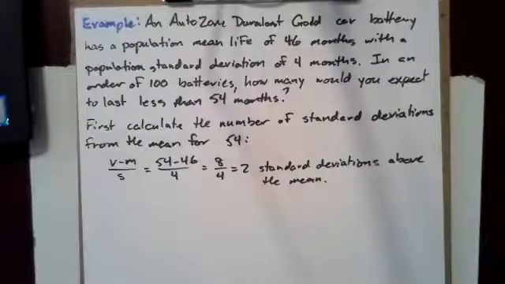For example, an AutoZone Duralast Gold car battery has a population mean life of 46 months with a population standard deviation of 4 months. In an order of 100 batteries, how many would you expect to last less than 54 months? First, calculate the number of standard deviations from the mean for 54. That's the value minus the mean over the standard deviation. It's 54 minus 46 over 4, which is 8/4 or 2 standard deviations above the mean.